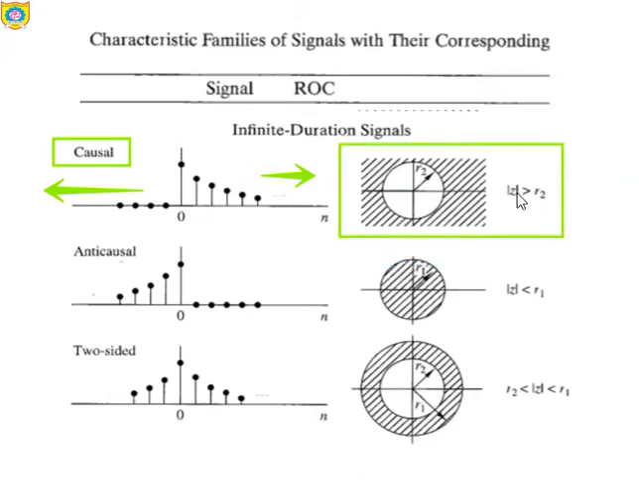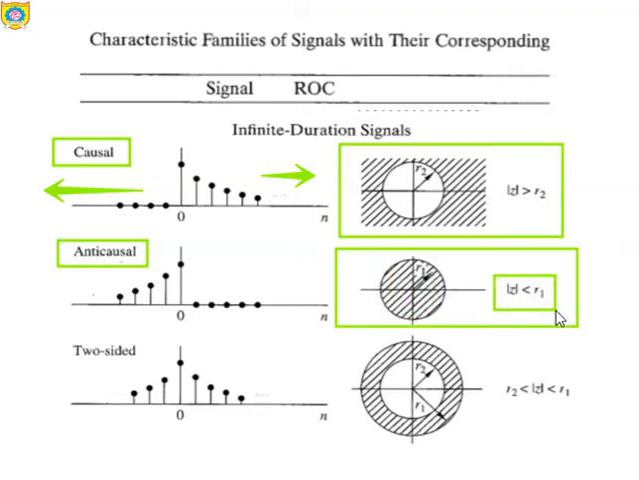the equivalent ROC will be mod z greater than R2. R2 is the radius of the circle plotted, and the entire shaded portion will be outside the circle with radius R2. Similarly, for the anti-causal case, obviously mod z will be less than R1. R1 is the radius of the circle, and the shaded portion indicates that the ROC is concentrated within the circle.